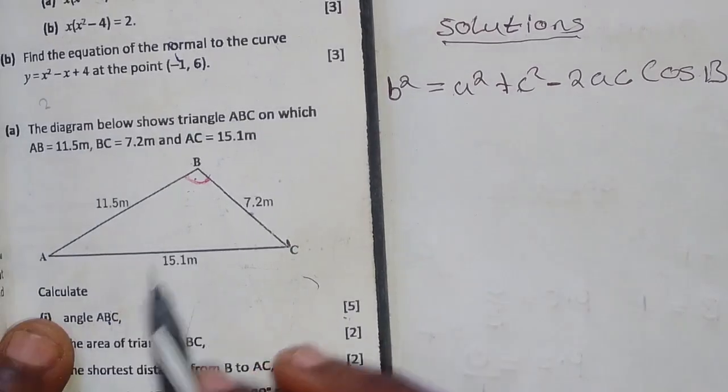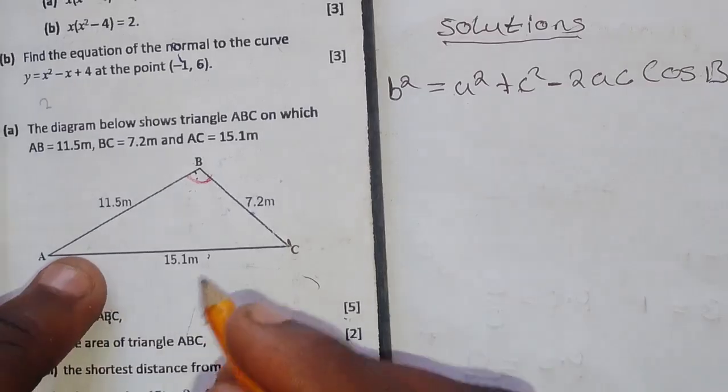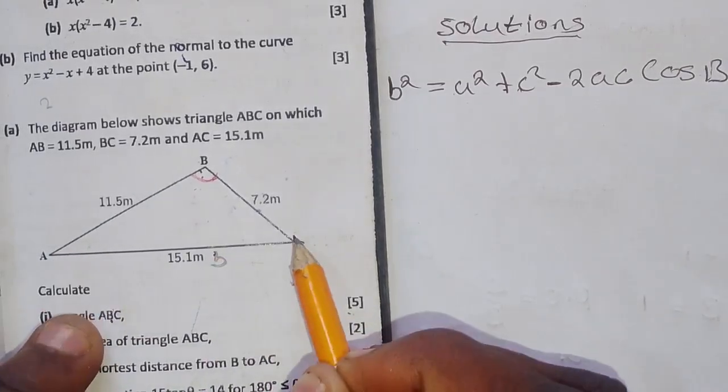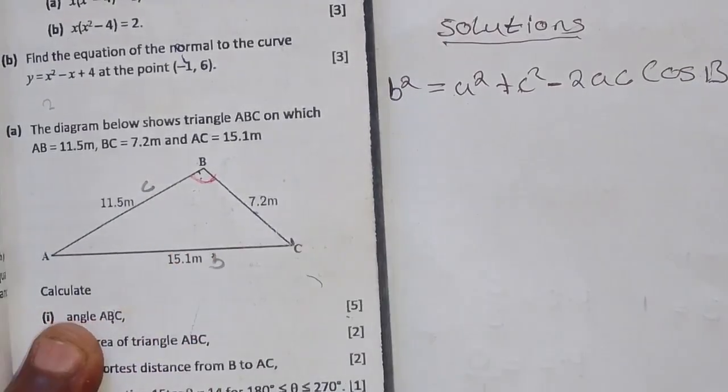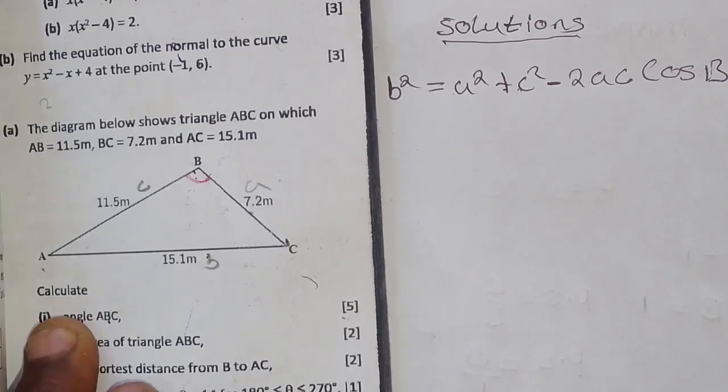If you have b here, it means that you have a small letter b, this side is also b. If you have c, you also see this side, you have c. Here, this side we have a. So let's now answer having known this.